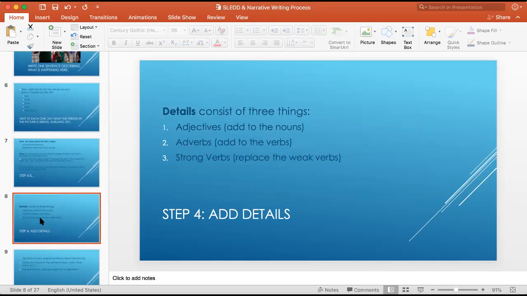Step four is details. So the story stays the same. The events of the story stay the same, but details have to be added. And details consist of three things: adjectives, adverbs, and strong verbs. That's how I say it to them.